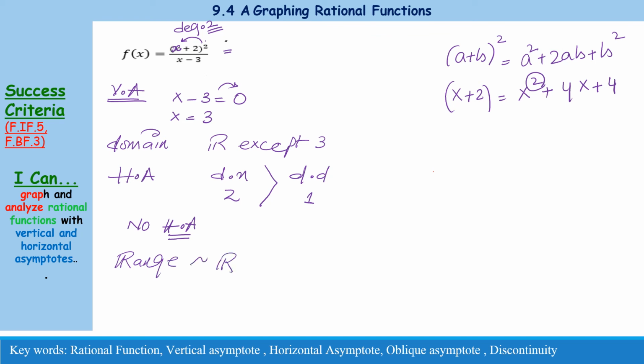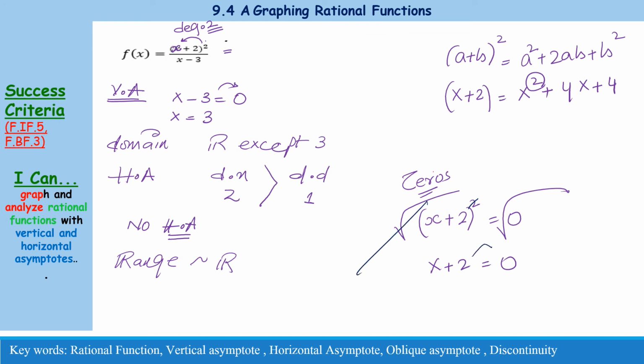Now the question comes, how can we find our zeros? It seems so complicated, whereas it is not. See the simple thing: x plus 2 whole squared equals 0. How can we remove the square? By taking the square root on both sides. So we will get x plus 2 equals 0. The reason is that the 2 cancels with the square root. Bring the 2 here. So x equals negative 2 is the required zero.